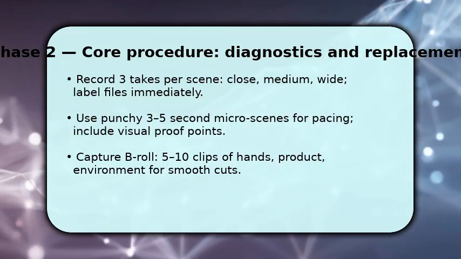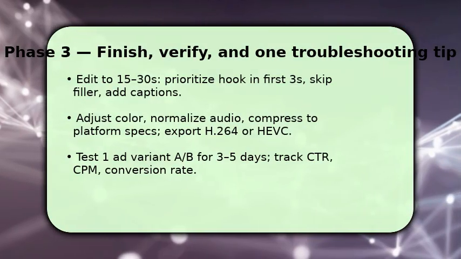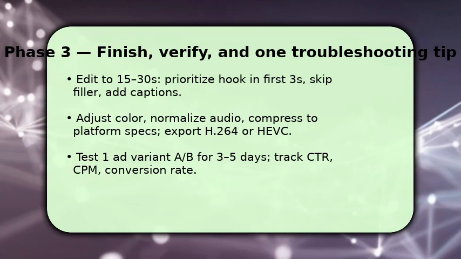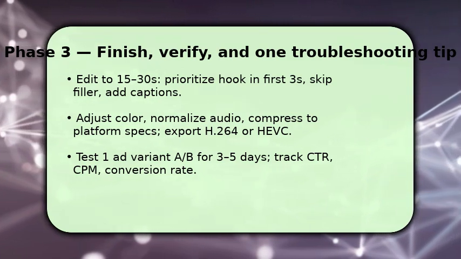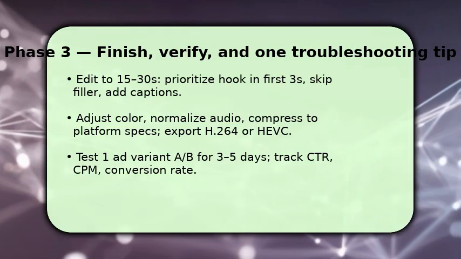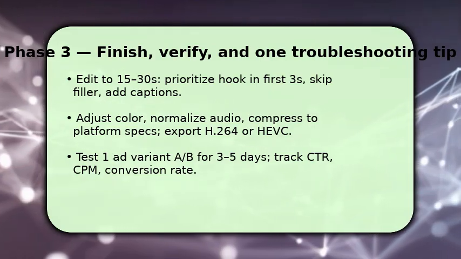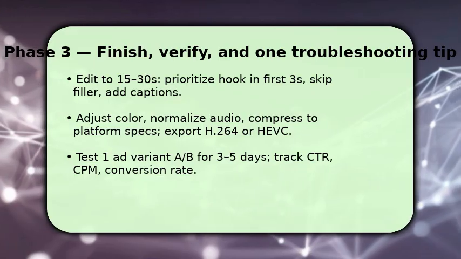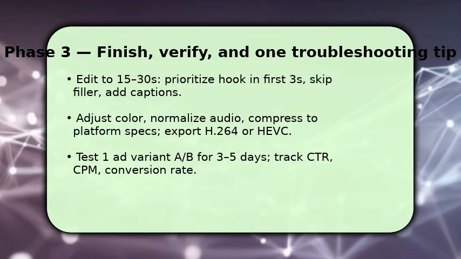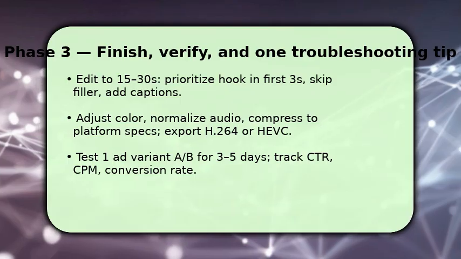You assemble the edit by placing the strongest hook in the first 3 seconds, then cut to proof and the CTA. Keep total length 15 to 30 seconds for most platforms. Next, balance audio, color grade for skin tones, and add captions. Export using H.264 or HEVC with platform bitrates.